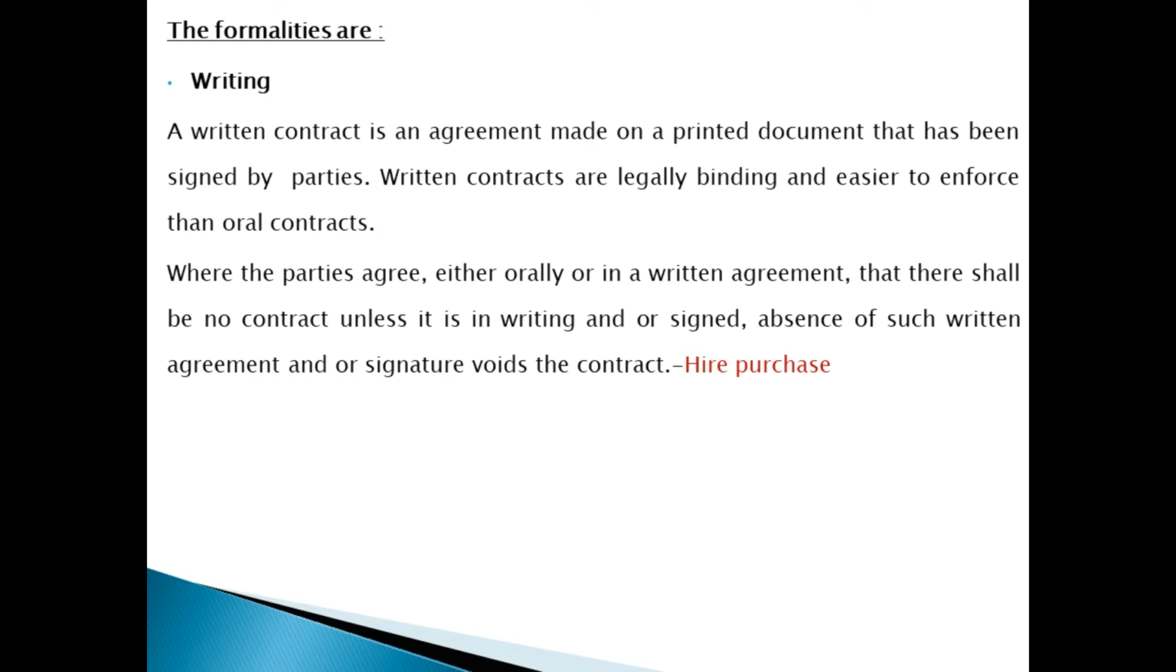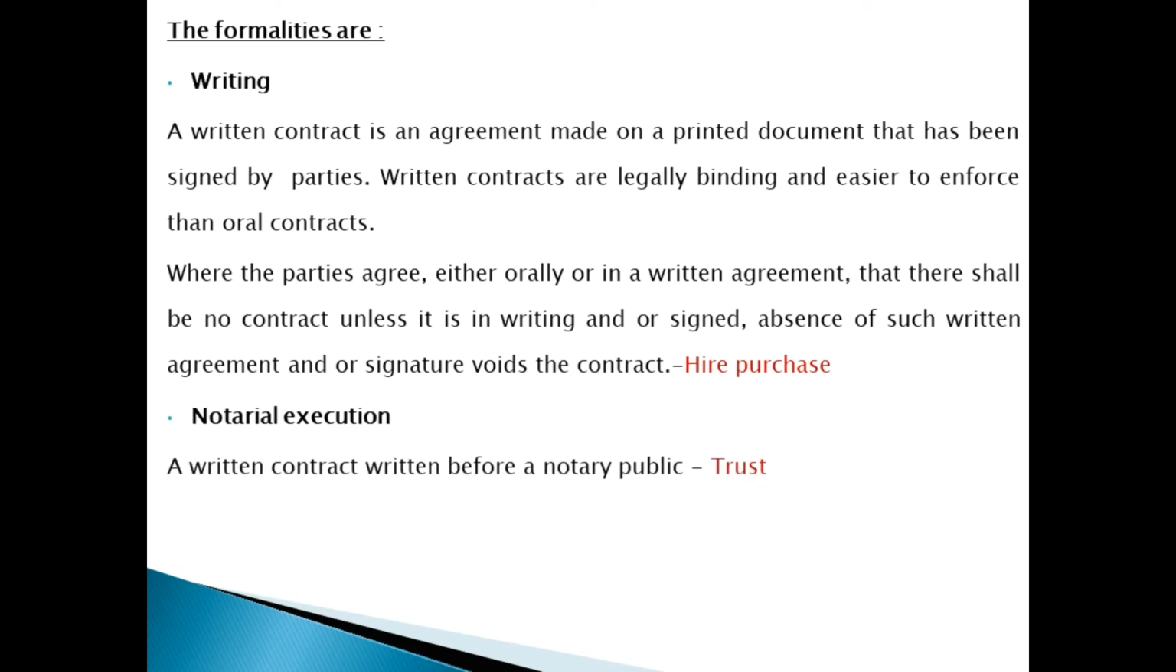Hire purchase requires writing. If hire purchase is done without writing, it is treated as a credit sale. It will no longer be treated as hire purchase by law. So hire purchase contracts should be in writing. Another formality is notarial execution: a written contract executed before a notary public, for example a trust.